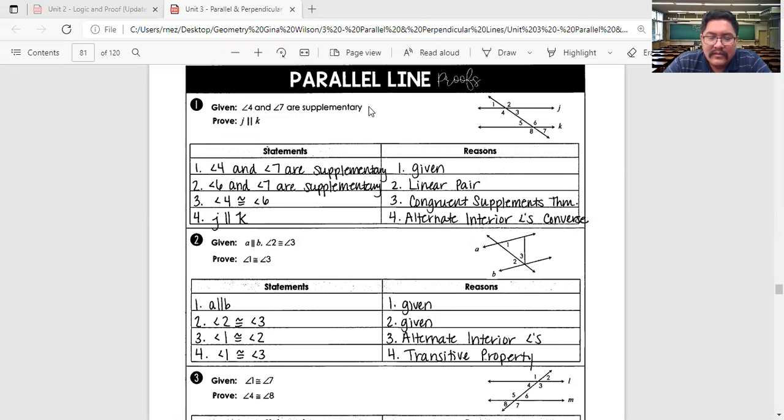So let's go ahead and go over the next part, which will be parallel line proofs. How can we prove that we have a set of parallel lines here? What they want us to do is prove that J and K are parallel with each other. In this case, we have our transversal here, which actually does not look like it is named. But let's see, given that 4 and 7 are supplementary.